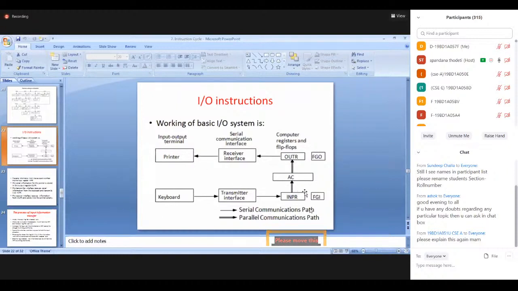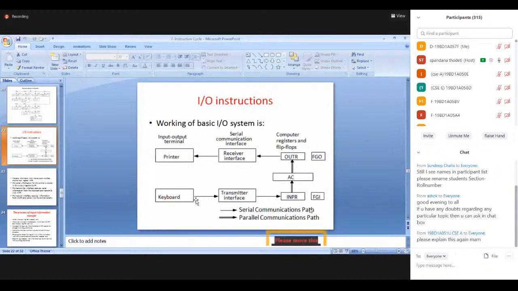Here, you know that INPR is the register which is used for holding the input characters. The OUTR register holds the output characters, right? So these are your input-output terminals, that means the output device and input device. From the input device, the data can be transferred to the INPR register using a transmitter interface. From the OUTR register, it can be transferred to your output device using a receiver interface, right? These are the communication interfaces, and these are the flip-flops and registers. OUTR is a register, FGO and FGI are flip-flops, and the accumulator is one register.